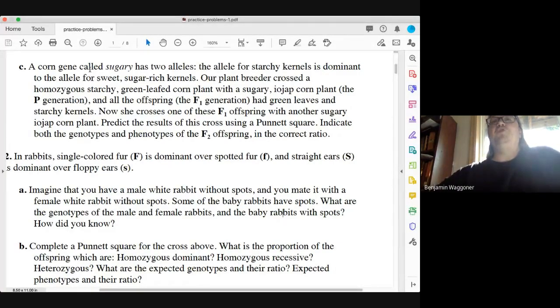If you're eating sweet corn, people tend to like really sweet kernels. So our plant breeder crosses a homozygous starchy green-leafed corn plant with a sugary iojap corn plant, and all of those offspring have green leaves and starchy kernels. Now she crosses one of those F1s with another plant that is sugary and iojap. So let's cut over to the Jamboard.